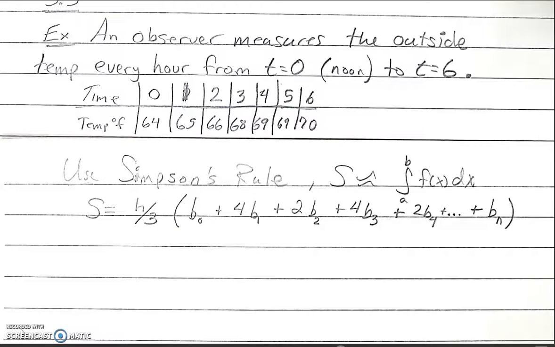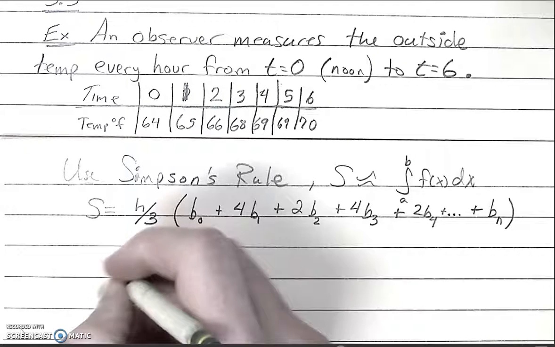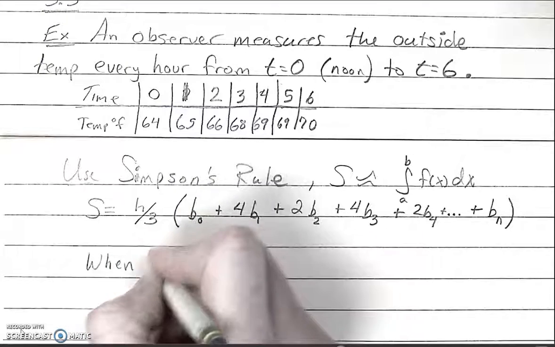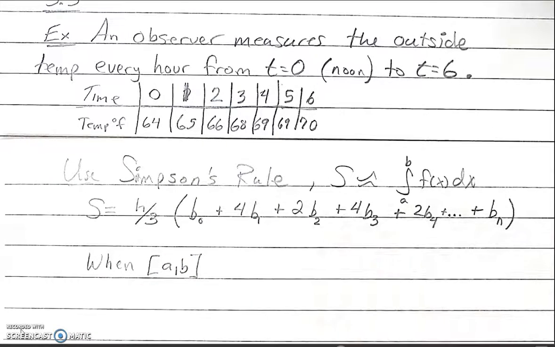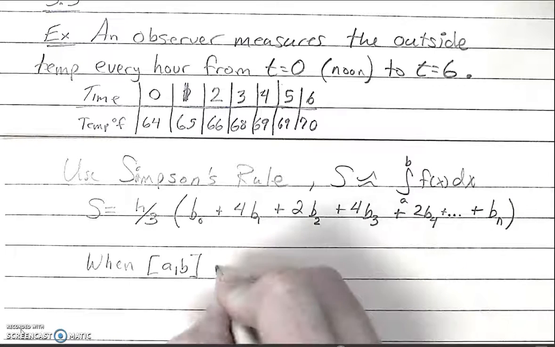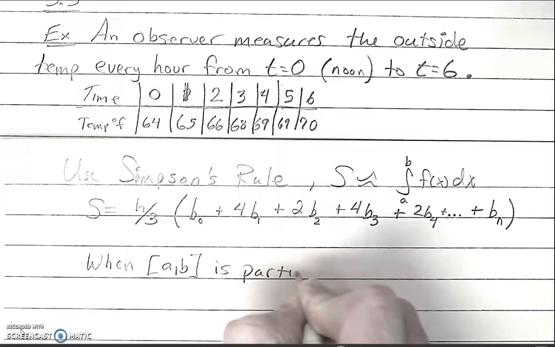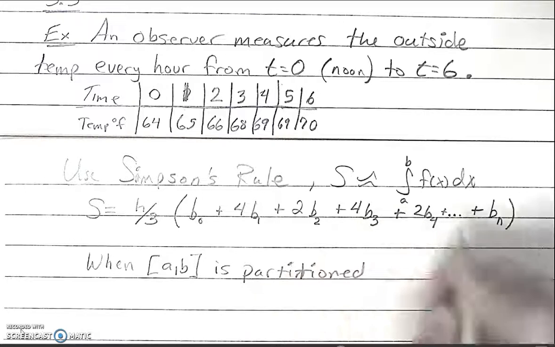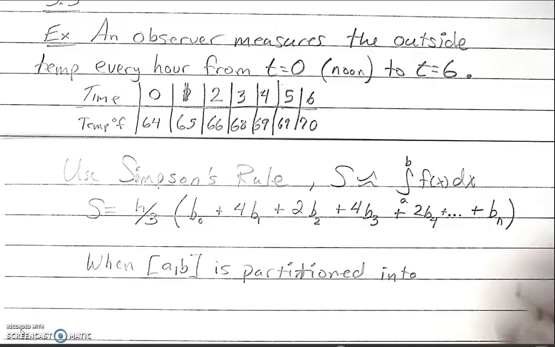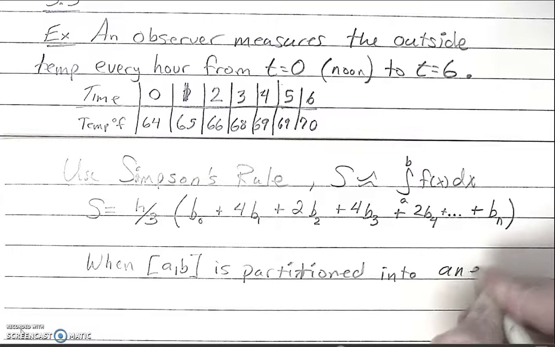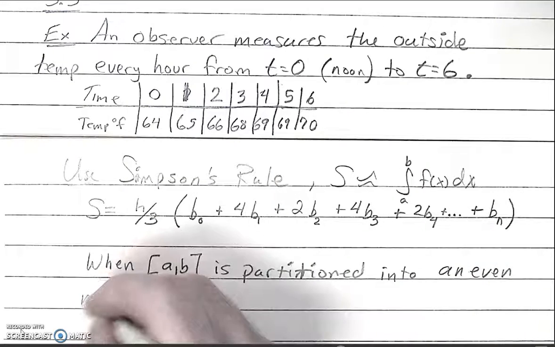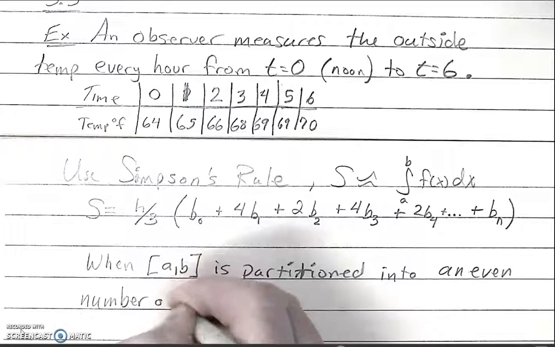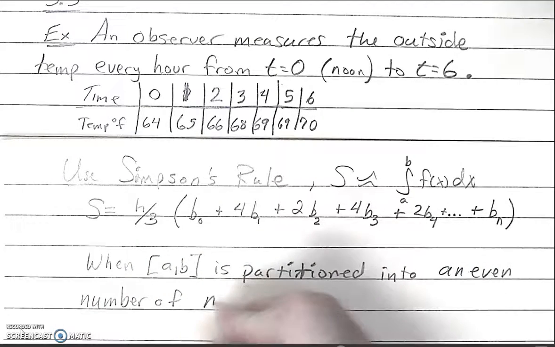But this only works when the interval a to b is partitioned into an even number of n subintervals.